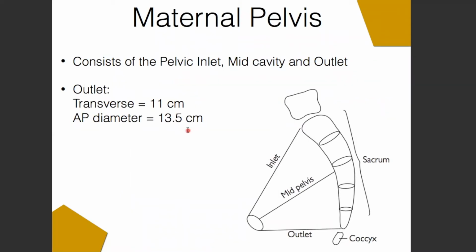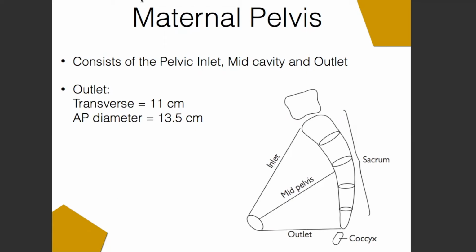When it comes to the outlet, it's again the opposite of the inlet. So the outlet is the opposite of the inlet. You've got a transverse diameter of 11 centimeters and an AP diameter of 13.5 centimeters. So now it still looks like an oval, but this time the oval looks like that instead. So that means that throughout labor, the baby has to rotate, because in the beginning it needs a longer transverse diameter, but in the outlet it needs a longer AP diameter, okay?